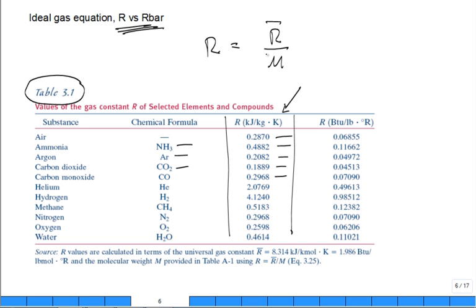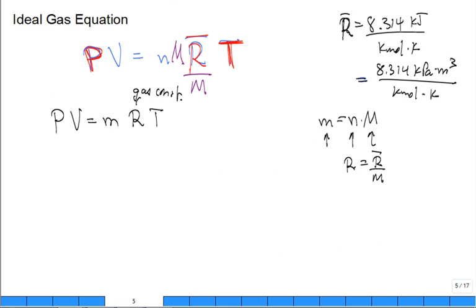But every now and then it's helpful to just remember that for air it's 0.287. Look at the units: kilojoules per kilogram Kelvin, not kilomole Kelvin. If you wanted to work in BTUs and pounds, yes, we have R bar in BTUs per pound mole degree R, as well as the gas constant in the United States customary system of units. We jump back here. This is not the only form. We can then do this.